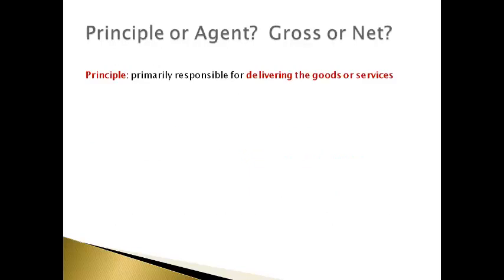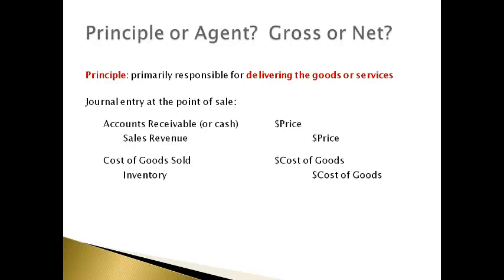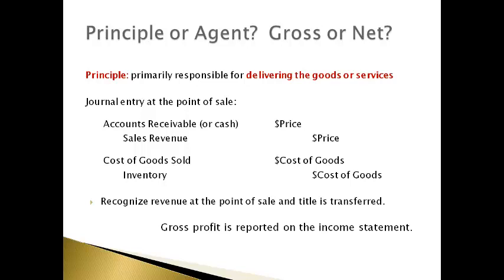The issue of principal or agent is important because it determines if revenue is recorded at the gross amount with an offsetting cost of goods sold or at a net amount. A principal provides the goods or services directly to the customer. The principal takes title to the goods and must report the revenue and the cost of the goods sold or the direct cost of providing the services. The income statement of the principal will report the gross profit earned on the revenue.